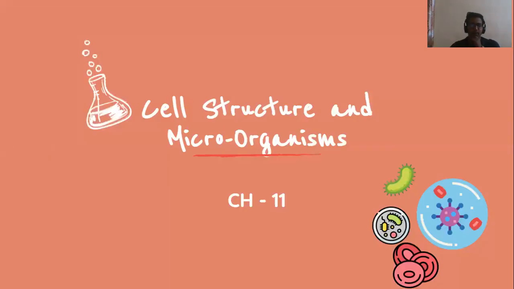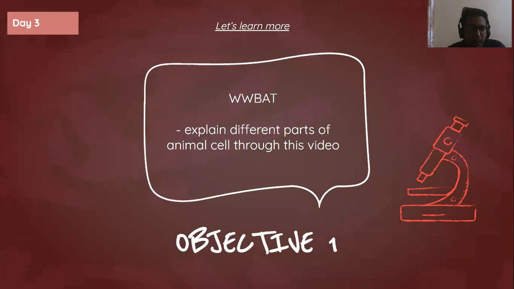Now, as you all know, we are doing this chapter, which is chapter 11, cell structure and microorganism. This is the last class of the cell structure part. For cell structure, we take 3 lectures, and for microorganism, we will take hardly 2 lectures. Now, this is the first objective.